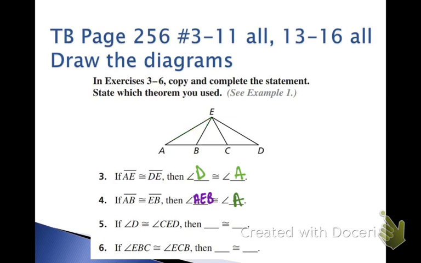The next two, we are given angles instead. So we need to find what sides will be congruent. So we have angle D congruent, and then what else do we have? Yeah, we have CED also marked congruent. All right, so what side is across from angle D? EC. And then what side is across from our other angle? CD. Yeah, CD.